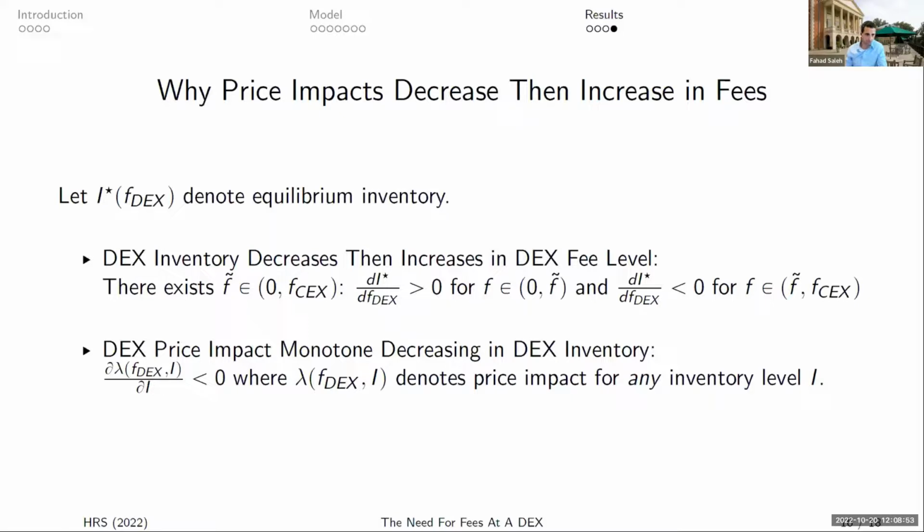If you go too far with the fee, then increasing the fee level is going to reduce overall trading fee revenue, because you're going to push so many people away to the centralized exchange that even though you have higher fees, the volume will be so much lower that the overall trading fee revenue will go down, and in that case, the price impacts will actually go up. And again, this price impact relationship holds for any inventory level because it's coming from the mechanical pricing function, so it even holds out of equilibrium.